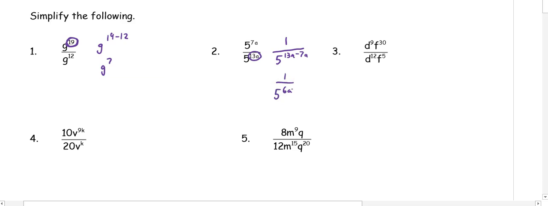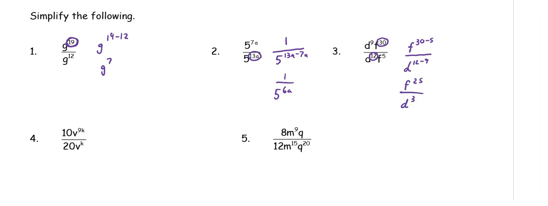Now, number 3 has two different variables. It has a d and it has an f. So we're going to treat each of those variables separately. When we look at the d, the larger exponent 12 is in the denominator. So in the denominator, we're going to have 12 minus 9. And for f, the larger exponent's in the numerator, so we're going to subtract in the numerator 30 minus 5. So when we simplify that, we get f to the 25th over d to the 3rd.